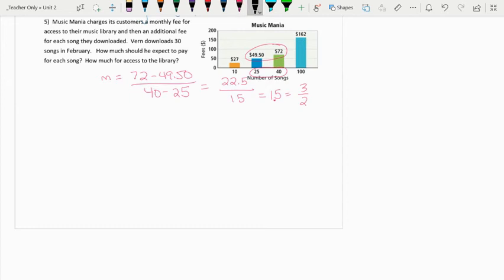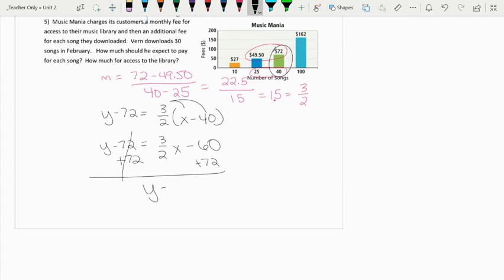Now that we have that, we can use either point that we have to write our equation. Actually, I don't want to deal with that decimal. So let's use 72 and 40. So y minus 72 equals 3 halves times x minus 40. We're going to go ahead and distribute. So we have 3 halves x, and then we would end up getting 60 here because 3 times 40 is 120, divided by 2 is 60. And then we add in our 72 on the other side, which gives us y equals 3 halves x plus 12.